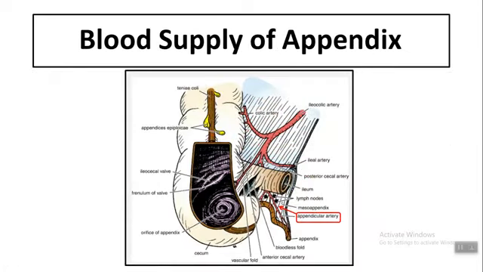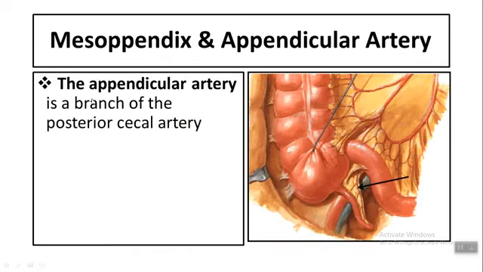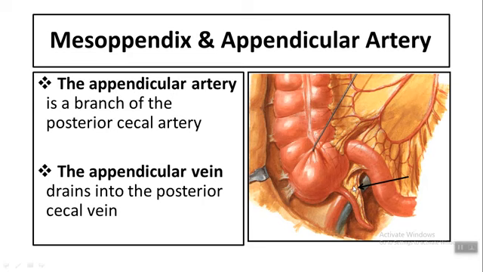What is the blood supply of the appendix? Because it is derived from the midgut, its blood supply originally is from the superior mesenteric artery through the appendicular artery. The appendicular artery is a branch of the posterior cecal artery that passes through the mesoappendix. The appendicular vein will drain into the posterior cecal vein, which will drain at the end into the superior mesenteric vein.